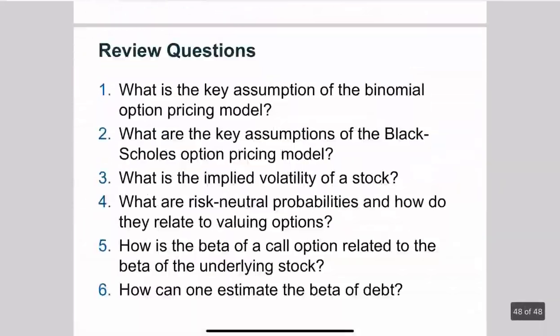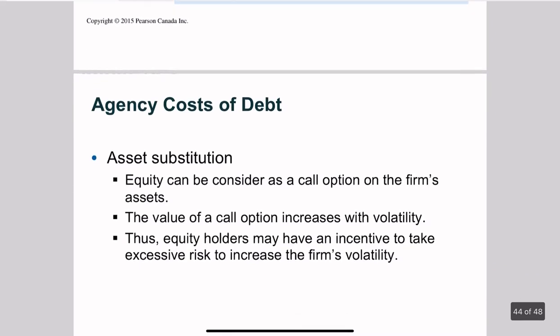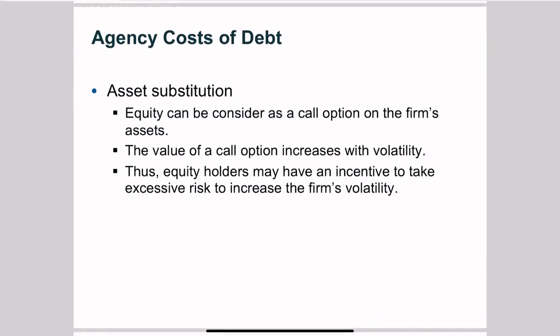Okay, so let me go back to this. Here you can see that because equity can be considered as a call option, and the call option is more valuable if volatility is higher, this essentially means that equity holders will want to increase the firm's volatility. Equity holders will want to take excessive risk, because taking excessive risk increases the firm's risk, which means the firm's volatility should be larger, right? And according to option theory, the call option value will be higher. That is, equity's value will be higher.